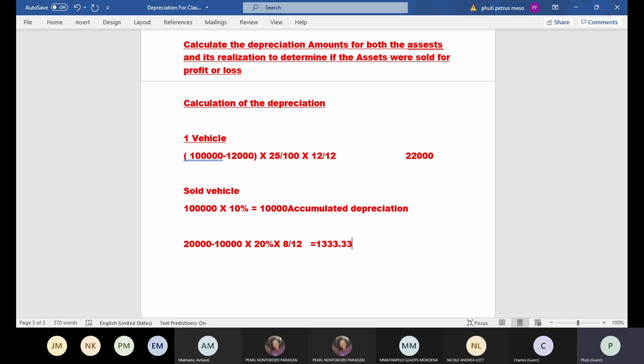1,133.33. Can we do it again? Accumulated depreciation is 10,000 Rand, and the depreciation will be the 20,000 cost of the sold vehicle minus 10,000, multiplied by 20%, multiplied by 8 divided by 12. Does it make sense now, Nicole? To me it does. Okay, no problem.